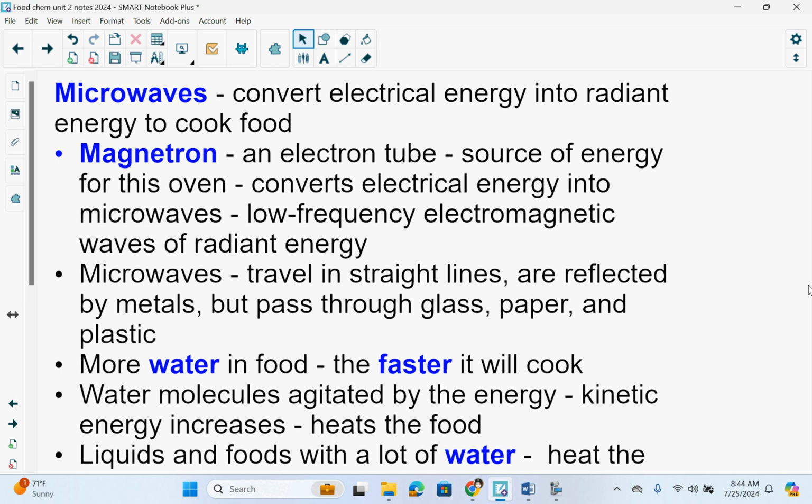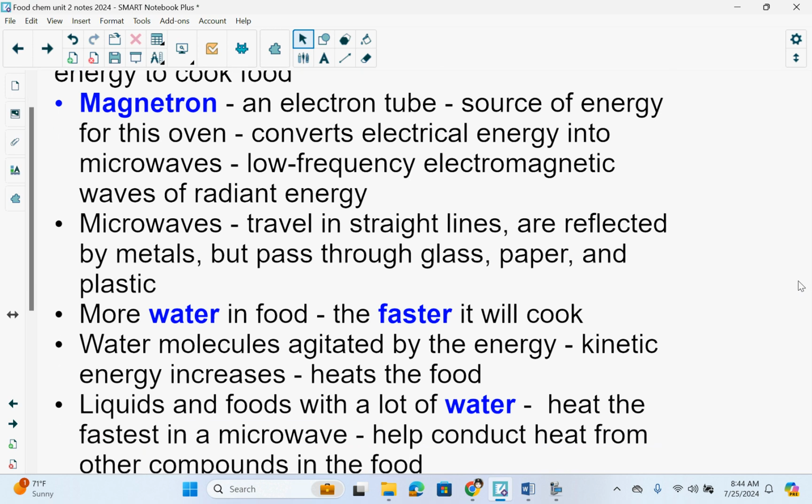Microwaves travel in straight lines. They're reflected by metals. That's why you don't put metals into a microwave, but pass through glass, paper, and plastic. So those are your general categories of types of containers that you can put into a microwave: glass and paper, and that actually does depend on the type of plastic.